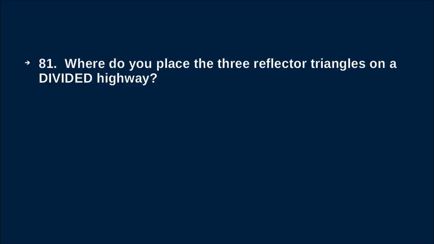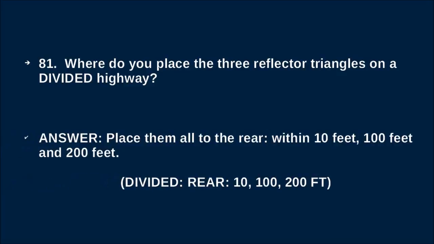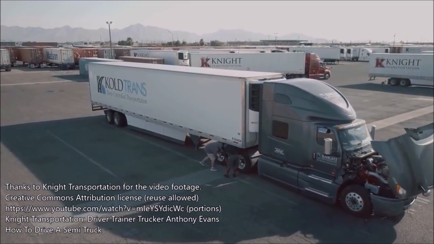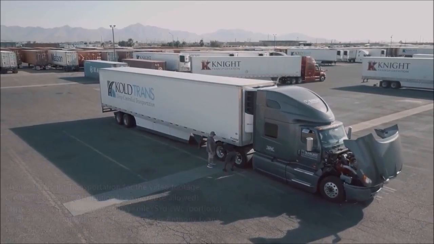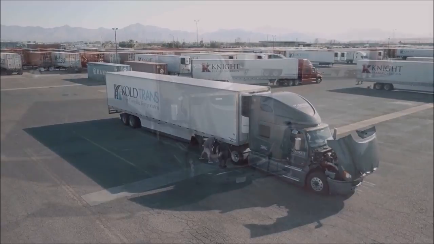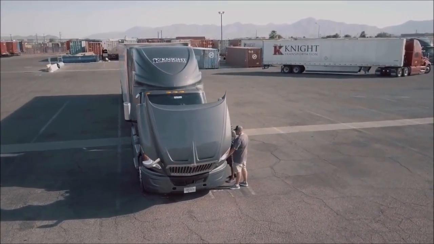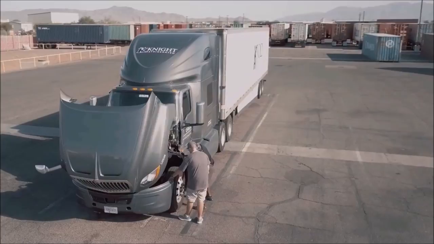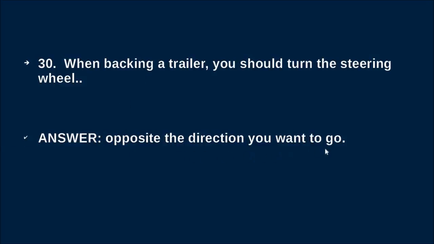Where do you place the three reflective triangles on a divided highway? Place them all to the rear, within 10 feet, 100 feet, and 200 feet. When backing a trailer, you should turn the steering wheel opposite the direction you want to go.